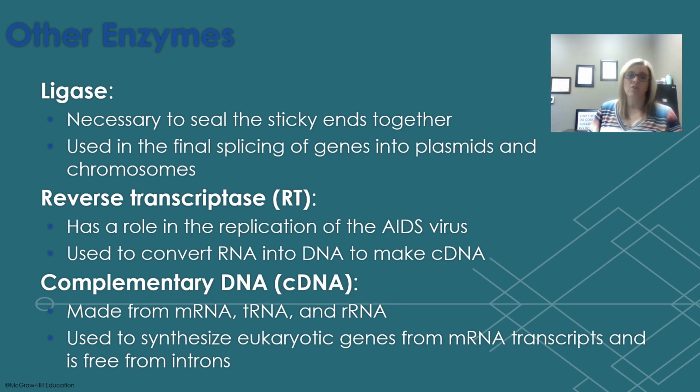Then we have reverse transcriptase, and that has a role in the replication of the AIDS virus, the retrovirus, and is used to convert RNA into DNA to make what we call cDNA, which is complementary DNA. Remember, I said you could actually read it backwards in some cases. And so cDNA is going to be made from RNA, tRNA, or rRNA, and this is actually used to make eukaryotic genes from an mRNA transcript, from a free intron. Remember, an intron is a sequence of bases from a gene that doesn't code for a protein that's been pulled out.